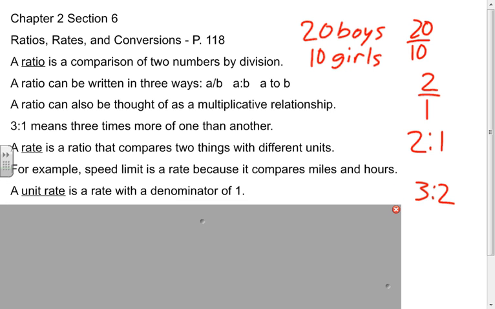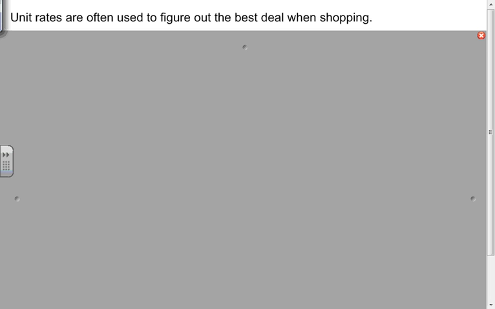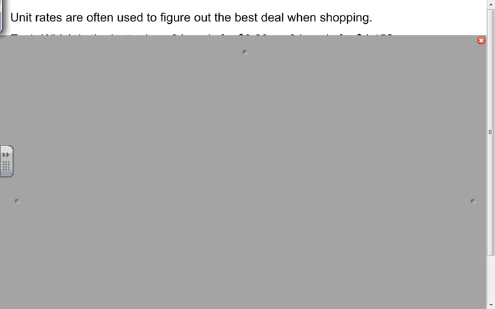One more definition. A unit rate is a rate that you write that has a denominator of 1. So you're trying to simplify the fraction so that there's a 1 on the bottom. We'll talk more about unit rates. Unit rates, the most often time that you use them is when you're trying to figure out the best deal if you're trying to shop or buy something or something like that. And here's how it would work.